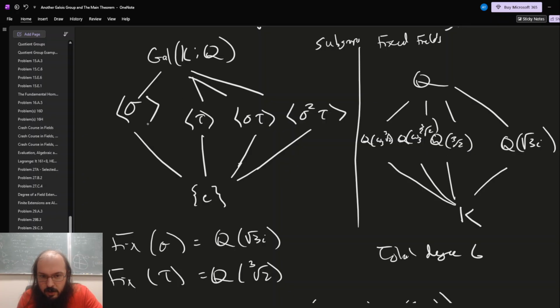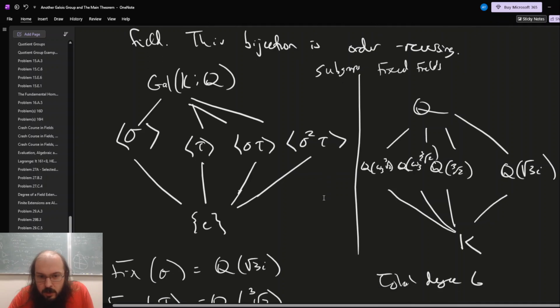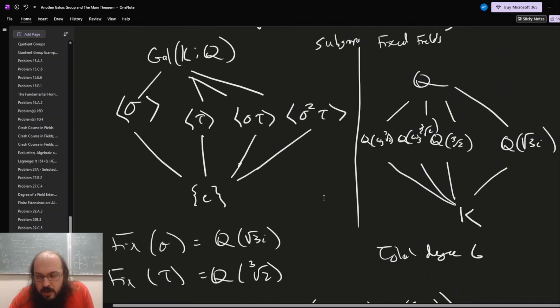In the same way, this is order 3, right? And so therefore has index 2. And so you see in each case, it is exactly reversed from the other. And so that these diagrams are upside down from each other is what this theorem asserts. That in other words, you can understand the structure of all intermediary fields using the structure of the Galois group of the big field.